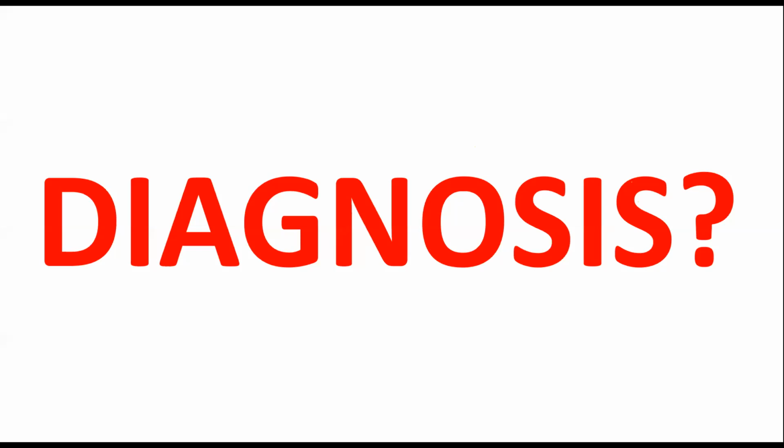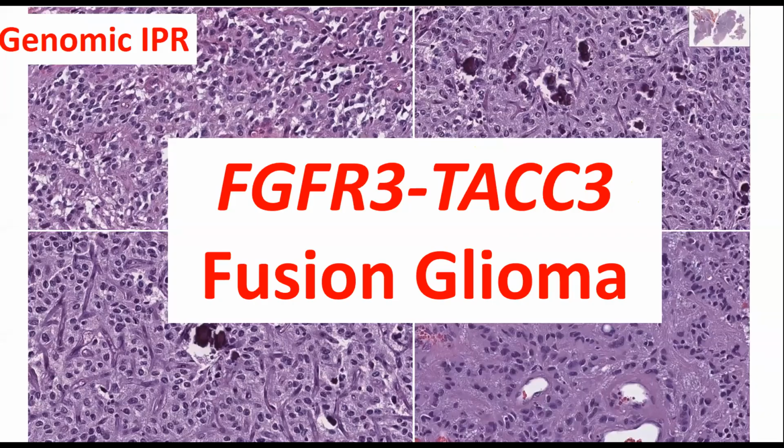All right, now I'm going to ask for the diagnosis. And so this is one of those, I think, where you either know it or you don't, or you know what's going to be highest on your list for the differential. All right, ready? Here we go. This is an FGFR3-TACC3 fusion glioma. It could be any grade, grade 2, grade 3, grade 4.